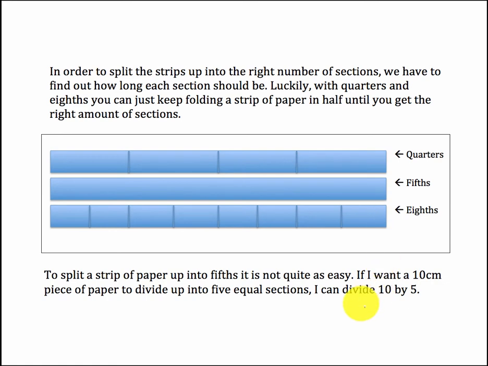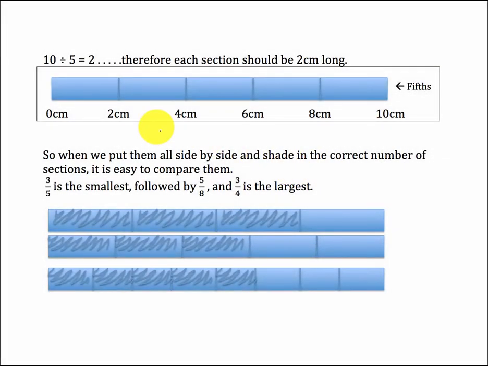To split a strip of paper up into fifths, it's not quite as easy. So if this is a 10-centimeter piece of paper that I have here, and I want to divide it up into 5 equal sections, I can divide 10, so the 10 centimeters, by 5 to find out how long each section should be. So I need to take 10, divide it by 5, and that equals 2. Therefore, each section in this strip of paper should be 2 centimeters long. Right? It's a 10-centimeter strip of paper divided into 5 equal sections. That equals 2 centimeters per section.